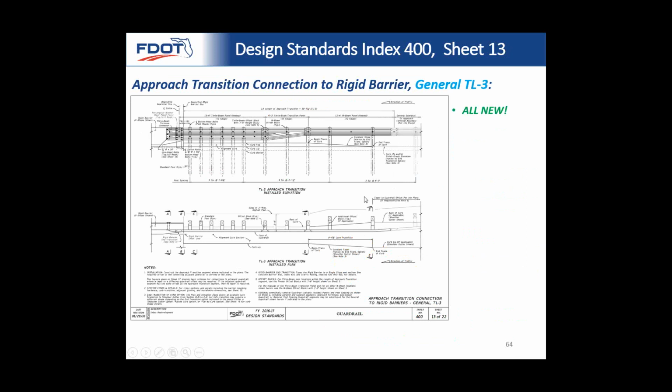Okay, so we get into our approach transition connections. These are new. If you recall, the old standard used to be called Detail J. These are now match tested. Basically what you have here is a concrete barrier or concrete bridge railing, and we're showing you how to transition to that. These are crash tested, and you get reduced post spacing as you get closer and closer, so the rigidity will match what the wall is.